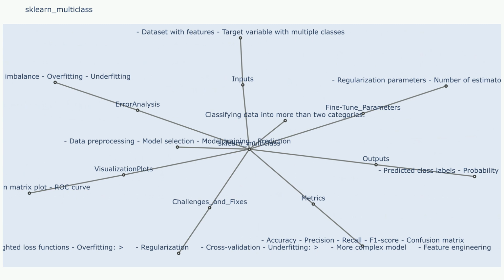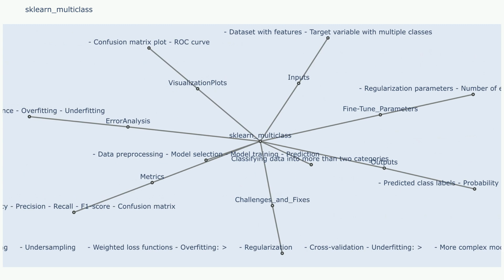Visualization plots: confusion matrix plot: this visualizes the performance of a classification model by showing the number of true positives, true negatives, false positives, and false negatives for each class. It helps to understand the model's strengths and weaknesses in classifying different classes.